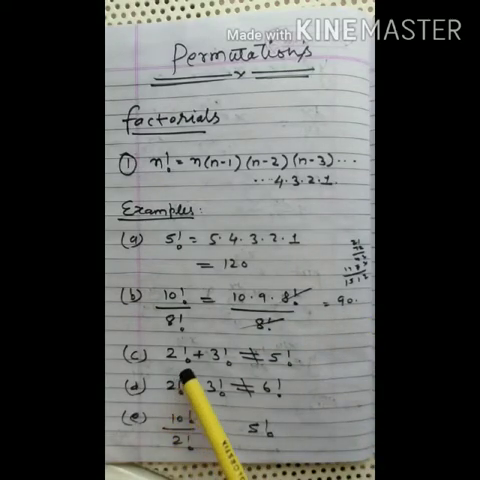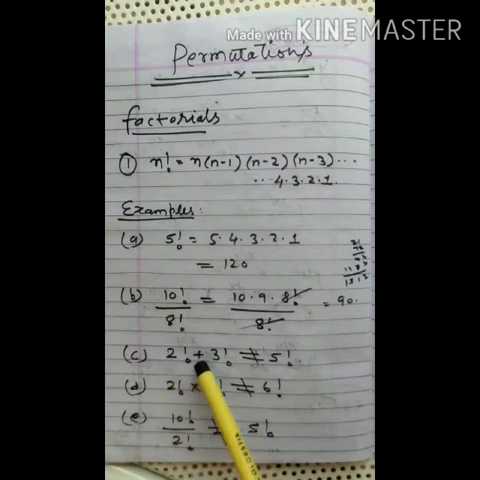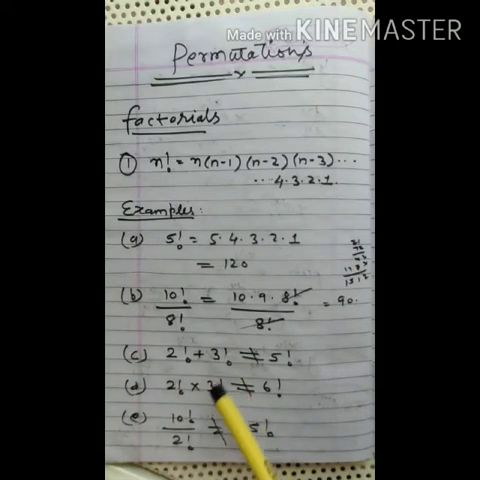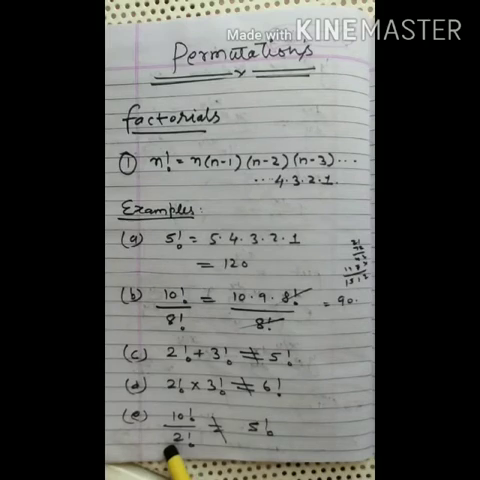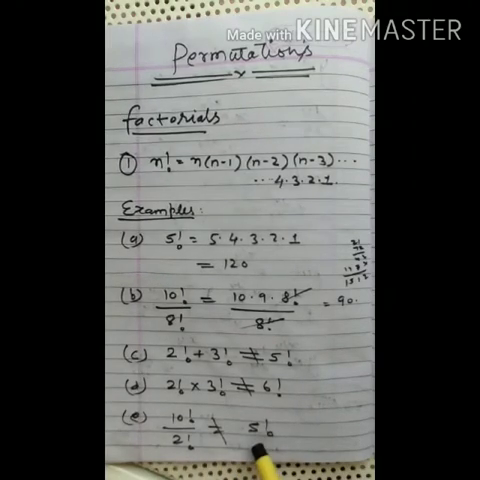Now there are some properties. 2 factorial plus 3 factorial never equals 5 factorial. We cannot add factorials, as simple as that. 2 factorial into 3 factorial never gives 6 factorial. We cannot multiply factorial terms. Similarly, we cannot divide factorial terms. 10 factorial upon 2 factorial is not equal to 5 factorial. Please remember these fundamental properties.